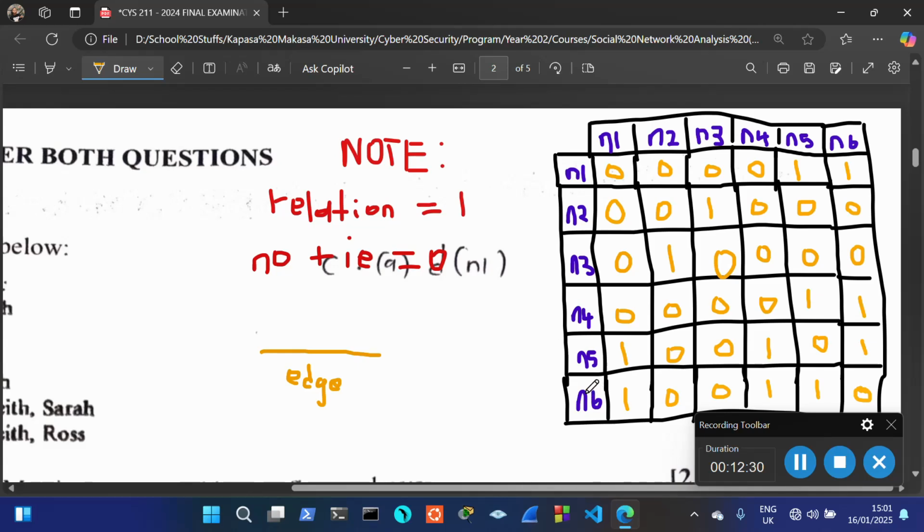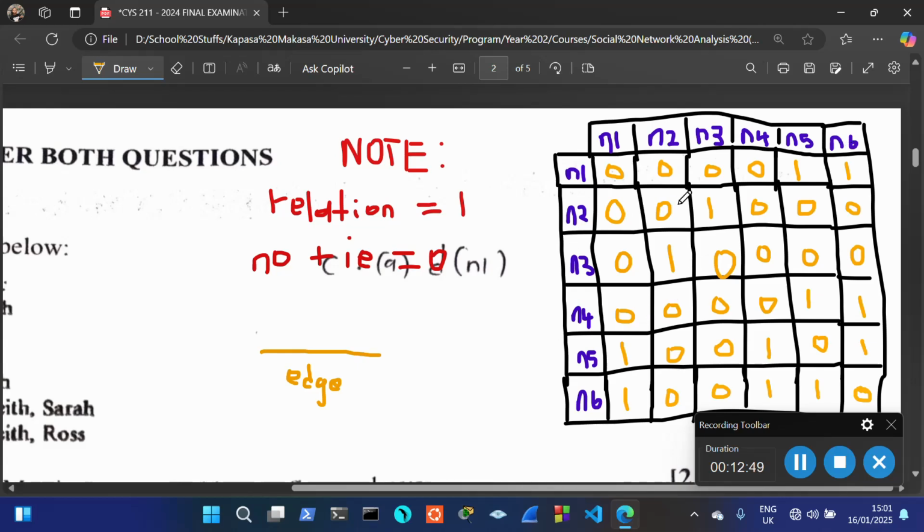Then N6, here we are saying it has a relation with N4, okay? Now remember, N4 had the relation with N6. Again, it becomes an edge. Here we are saying N6 has a relation with N5, but again, N5 had a relation with N6.